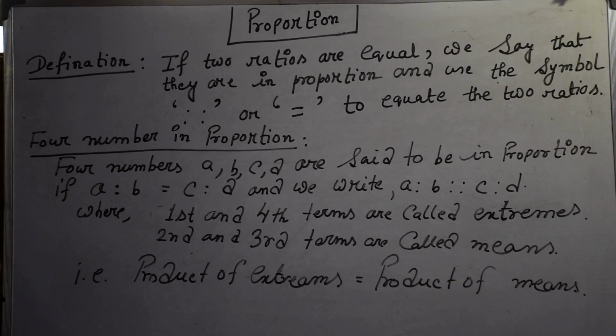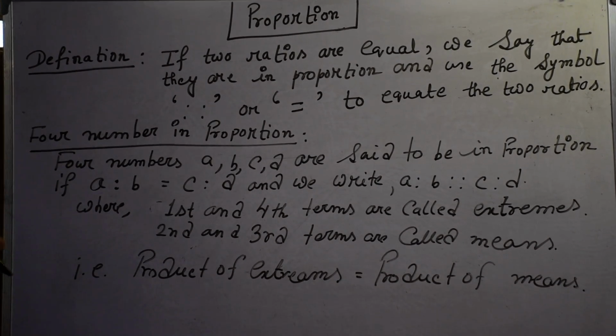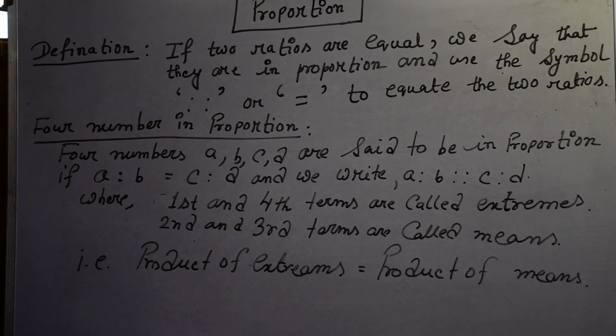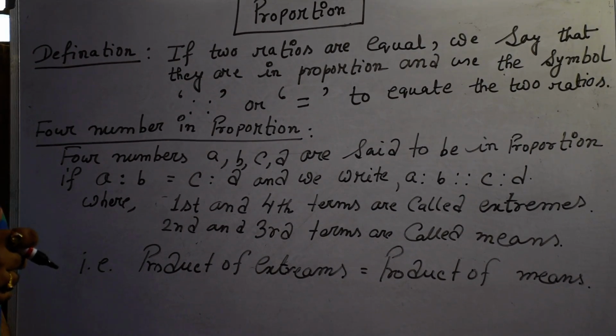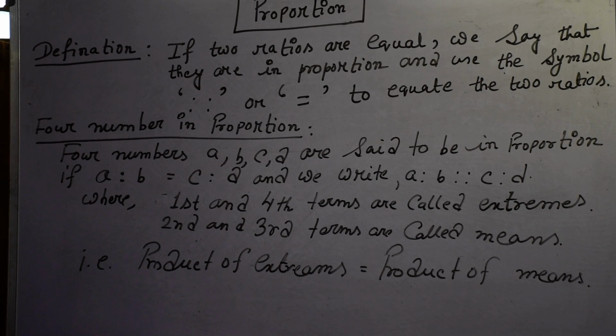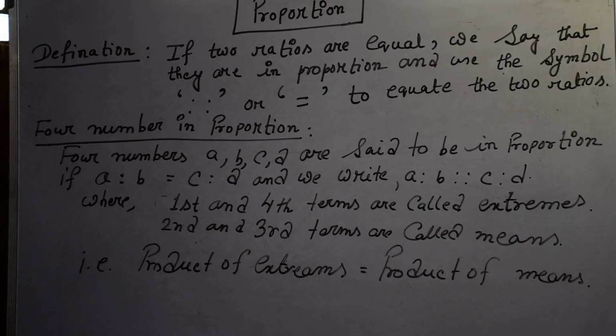If two ratios are equal, suppose the first ratio is A is to B and the second ratio is C is to D, then we can say that if A is to B and C is to D are both the same, then we can say that A is to B and C is to D are in proportion.